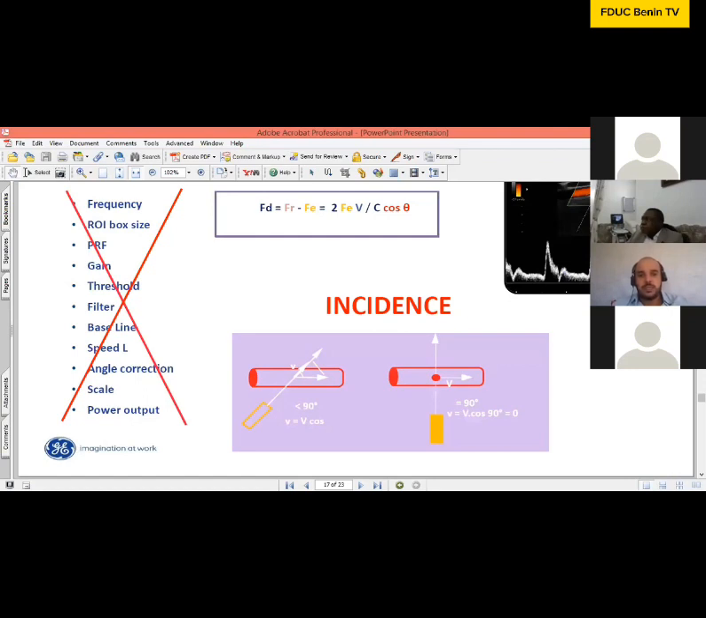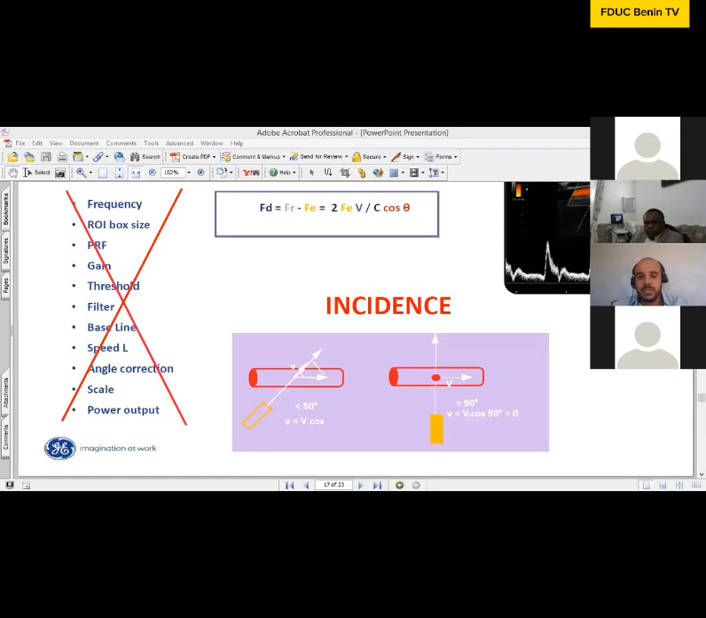So here, the most important thing when you are doing color Doppler imaging is the incidence of the probe. It's very, very important because we have a lot of things we can use to optimize our 2D image. We can use the frequency, the size, the PRF, the baseline, but really the most important is how you are orienting the probe, and how the incidence of the probe compares to the location of the vascular structure.